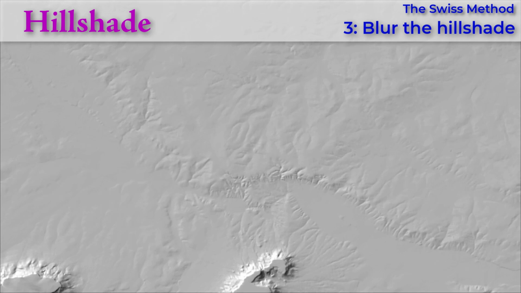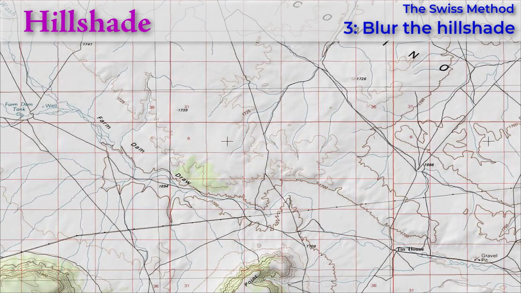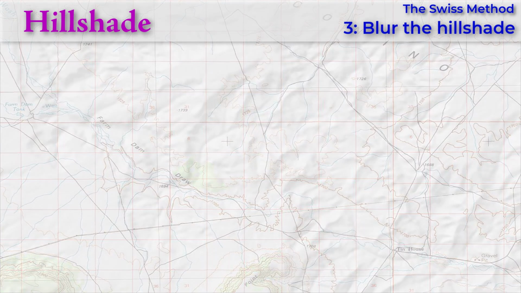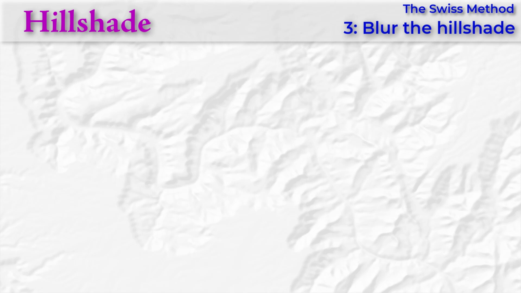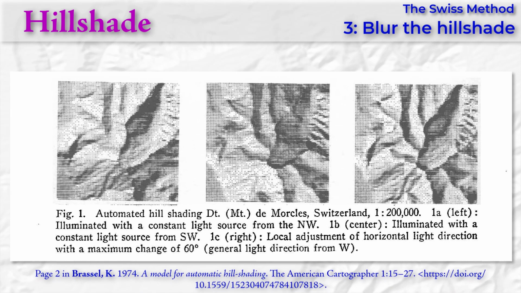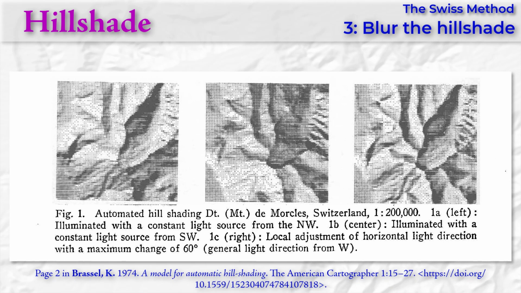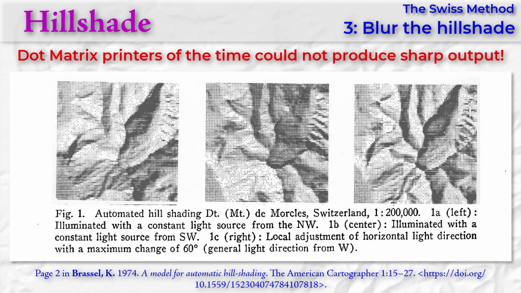People who like this option like the fact that it makes the hillshade effect more subtle, and it washes out artifacts and errors in the original DEM. Now, the original purpose for blurring the landscape was a lot more appropriate for the time. As Brassel shows in his manuscript from 1974, the printing methods available at that time were just not as sharp and clean as they are today.